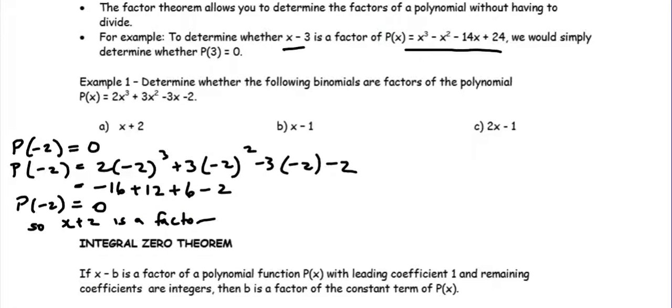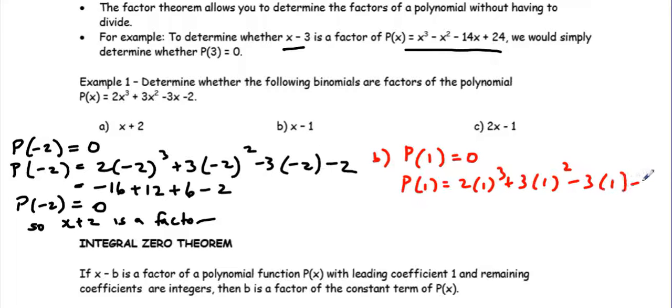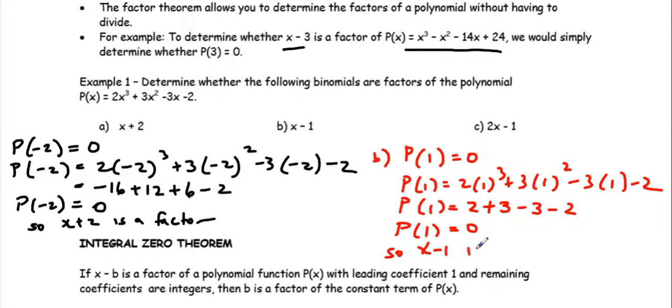Okay, let's do the next one. I'll just do a different color here. So this is B. Okay, x minus 1. So now we're going to figure out P of 1. We want P of 1 to equal 0. Let's check. P of 1 is actually 2 times 1 cubed plus 3 times 1 squared minus 3 times 1 minus 2. All right, so we get 1 cubed is, that's 2 plus 3 minus 3 minus 2. Look at that. Looks like it's 0 again. So P of 1 equals 0, and we can say, so x minus 1 is a factor.